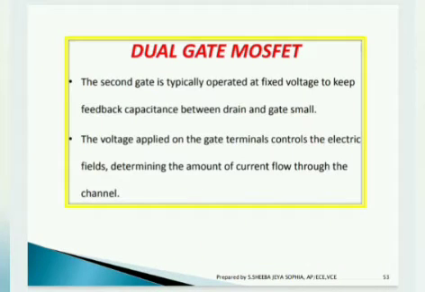Regarding this dual gate MOSFET, the second gate is typically operated at a fixed voltage to keep the feedback capacitance between drain and gate small. The voltage applied on the gate terminals controls the electric field, determining the amount of current flowing through the channel.